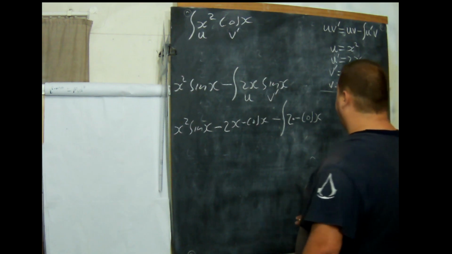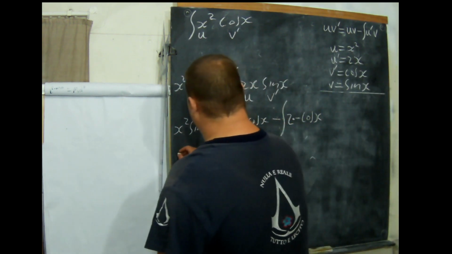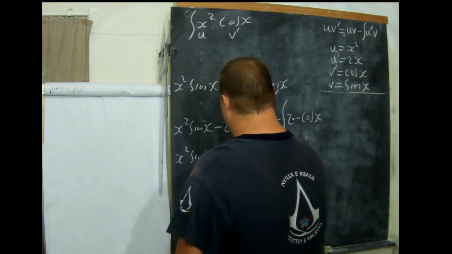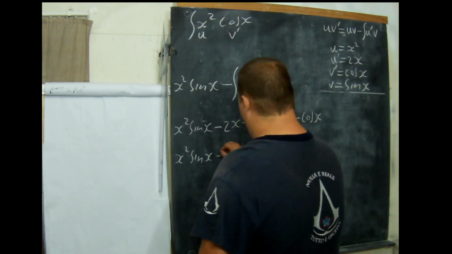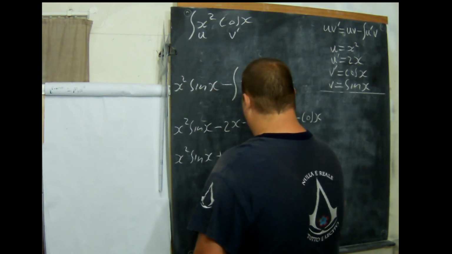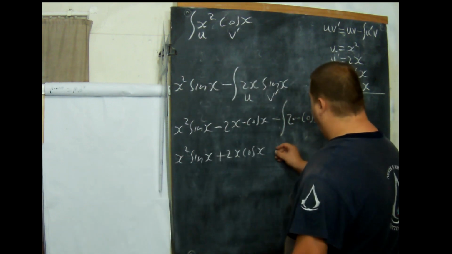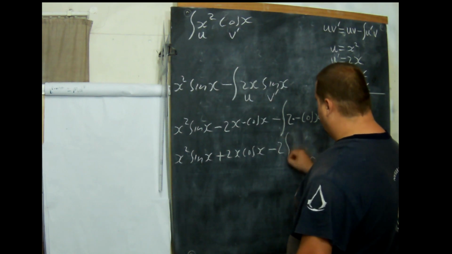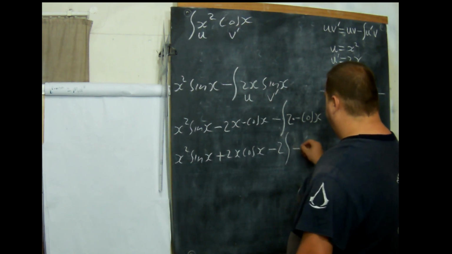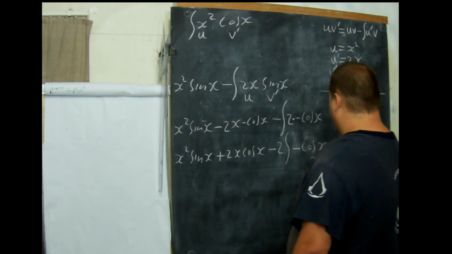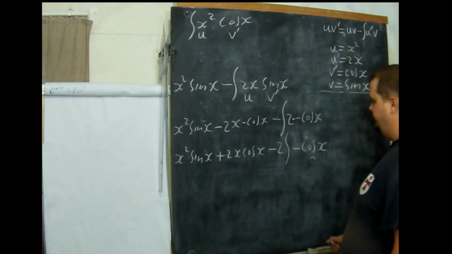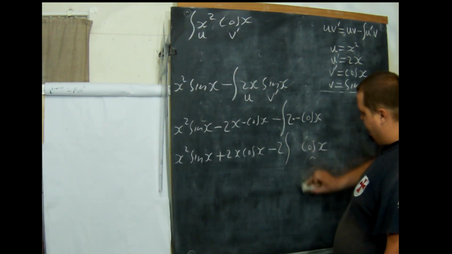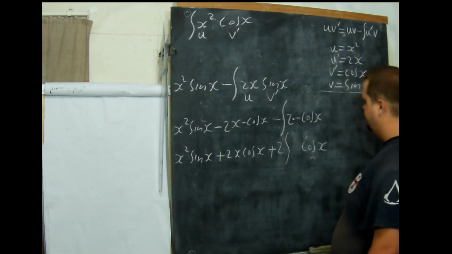Okay, so what we're going to do now is say x squared sine x minus 2x plus cos x. Now we're going to take the 2 out, minus 2 integral minus cos. Now we've got one term. Now we can also take the minus out if you would like. So we're going to take the minus out and make that a plus.